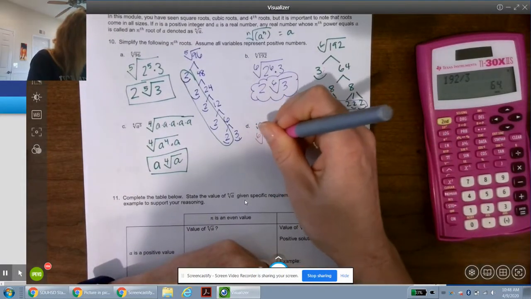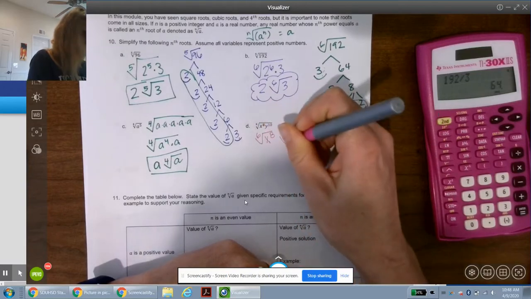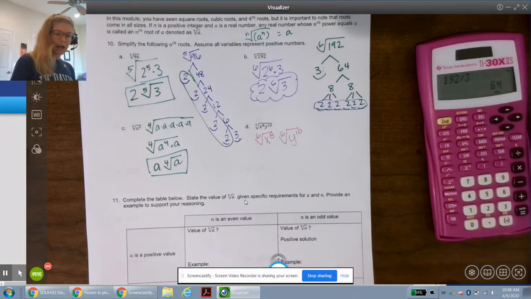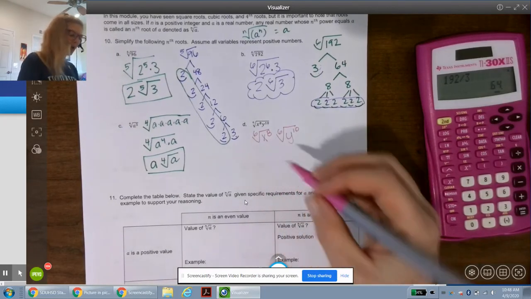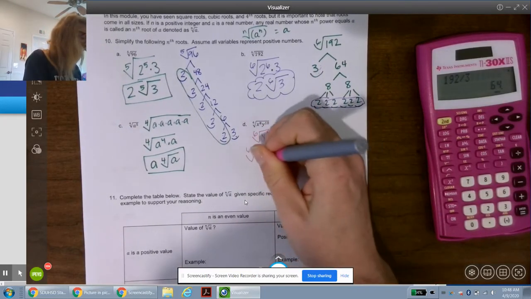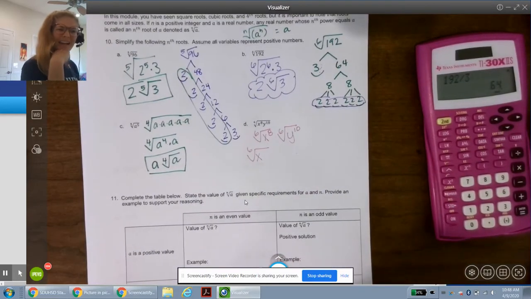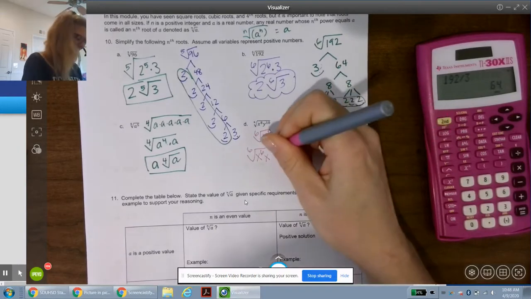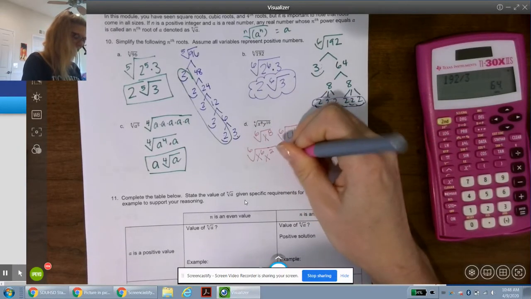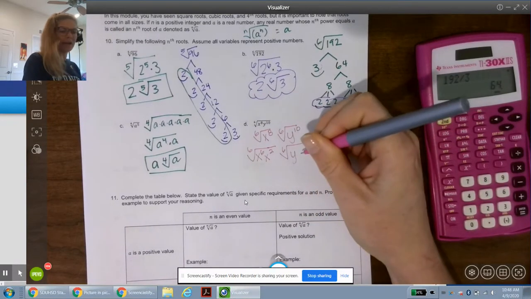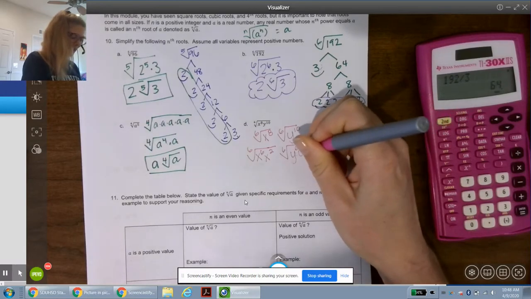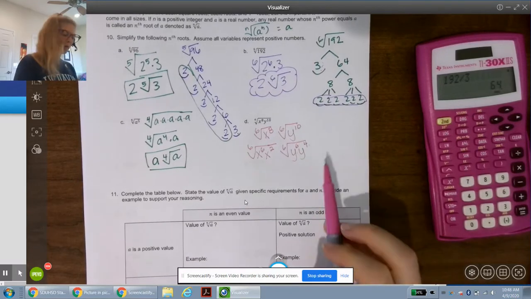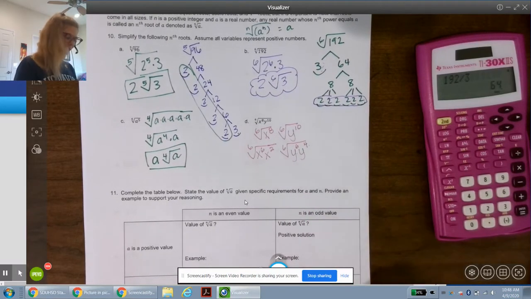This is the 6th root of x to the 8th and the 6th root of y to the 10th. Remember, the 6th root only undoes the 6th power. So how can I rewrite x to the 8th to have the power of x to the 6th? That would be x to the 6th times x to the 2nd. Nice. And what about y to the 10th? y to the 10th is y to the 6th times y to the 4th, because 6 plus 4 gets you 10. Remember, this is a product of powers.